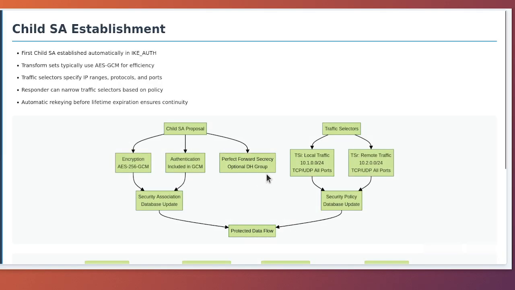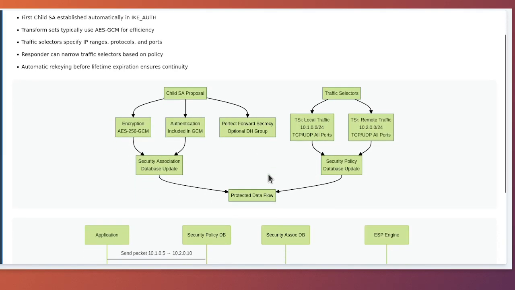Child SA establishment. Once authentication succeeds in the IKE_AUTH exchange, the first child SA is automatically established. This child SA is what actually protects your user data traffic, so understanding how it is configured is essential for ensuring your applications work correctly through the VPN tunnel.